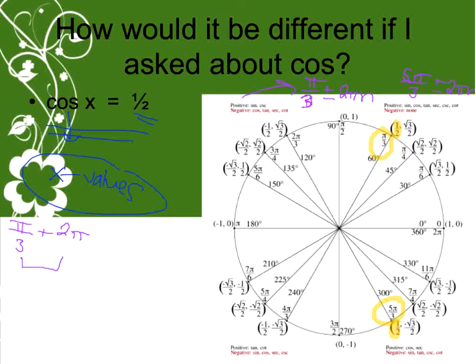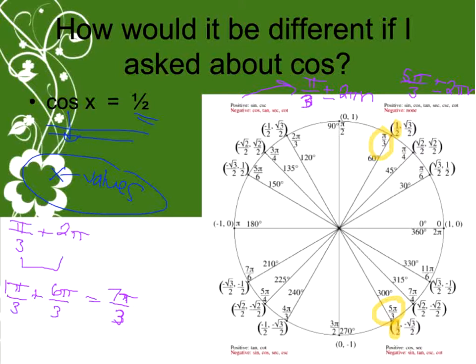Well, how do I add these two when they don't have like bases? I need to make them have like bases. So what if I made, instead of 2 pi, I can say 6 pi over 3. Is everybody okay with me doing that? 2 pi is the same as 6 divided by 3. I'm just making them so that they have common bases. So now I can actually add them together. So 1 pi over 3 plus 6 pi over 3 would give me 7 pi over 3.